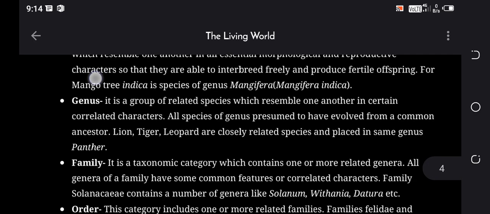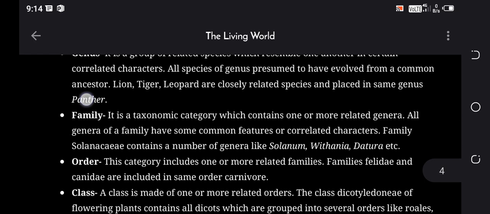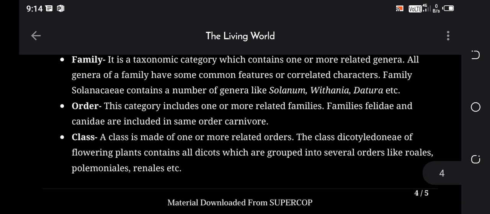Family. It is a taxonomic category which contains one or more related genera. All genera of a family have some common features or correlated characters. Family Solanaceae contains a number of genera like Solanum, Withania, Datura, etc. Okay, and our third is order. This category includes one or more related families. Felidae and Canidae are included in the order Carnivora.